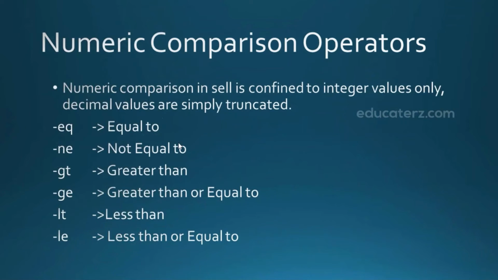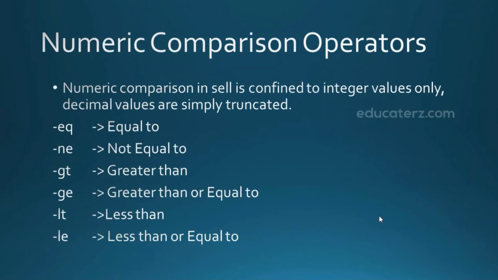In order to perform numeric operations, hyphen eq gives equal to and hyphen ne gives not equal to. There is a set of operators provided which can be used with test to perform numeric comparison operations. You can make a note of them by looking at the screen.